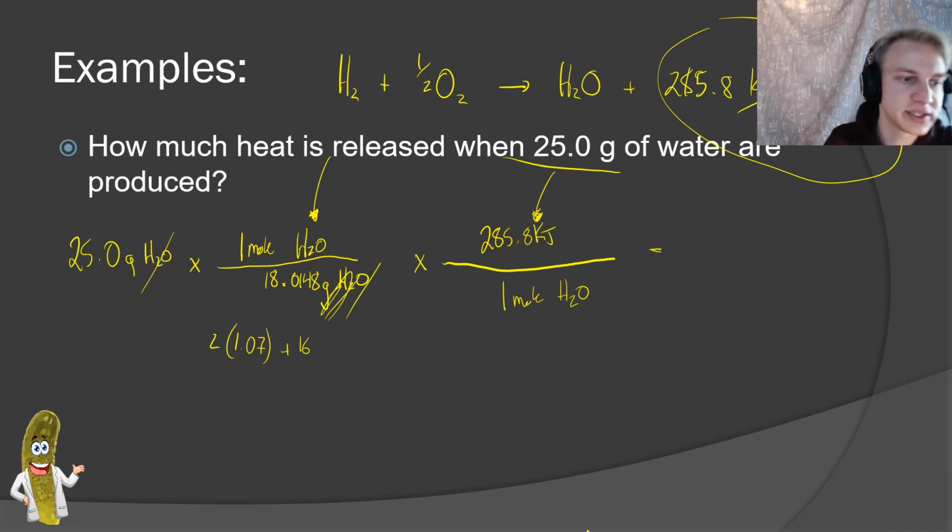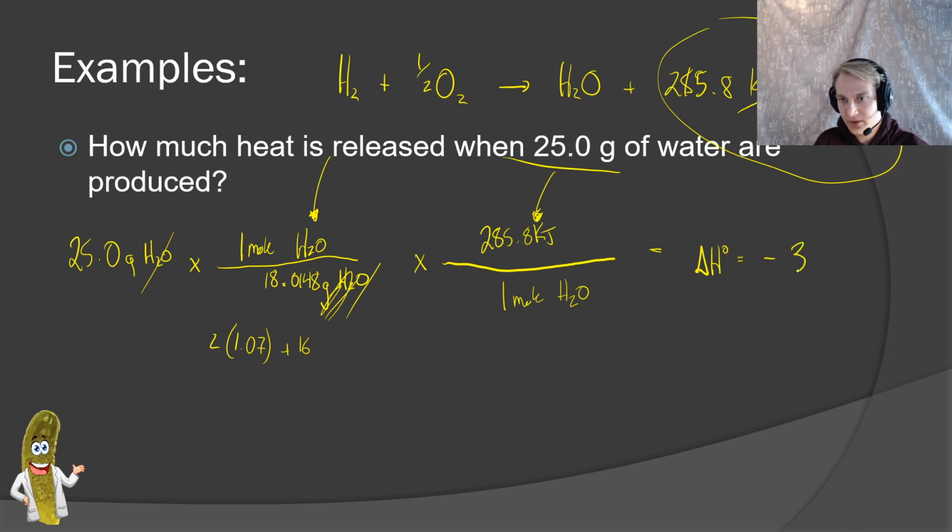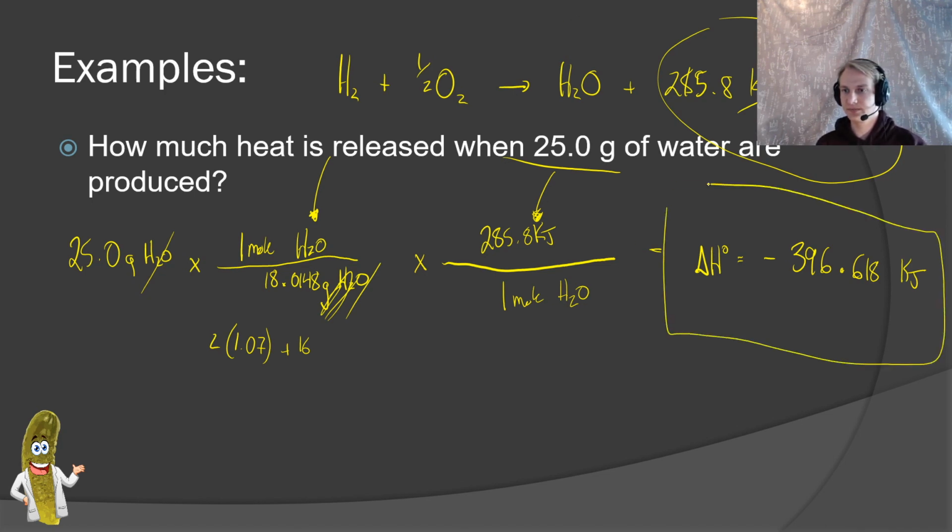Then when we plug this into our calculator, we go 25 divided by 18.0148 times 285.8, and we would get a final delta H degree value equal to negative 396.618 kilojoules. And that would be the final answer to that question there. Does anyone have any questions about these couple problems that we did today?